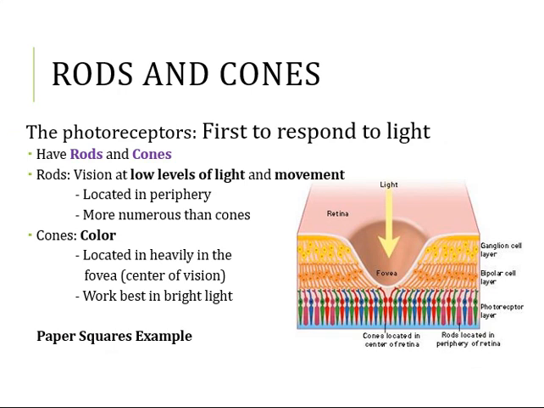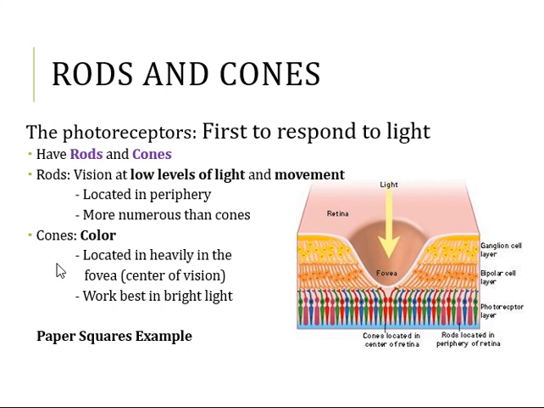And now we're going to take a little bit more of a detailed look at each layer. So let's take a closer look at rods and cones. So we have our photoreceptors. These are the first that respond to light. Rods are good for showing low levels of light and movement. They're located in the periphery of our eye, and we have more rods than we have cones. Rods are really good for black and white vision. They can tell us about luminance better than cones can, because cones are involved with color vision.